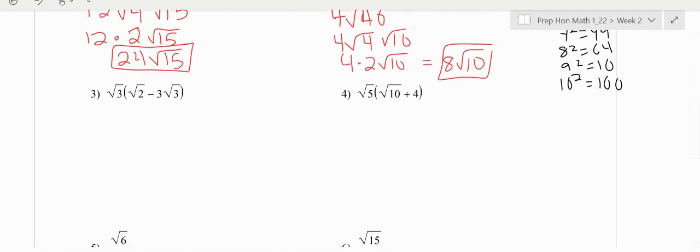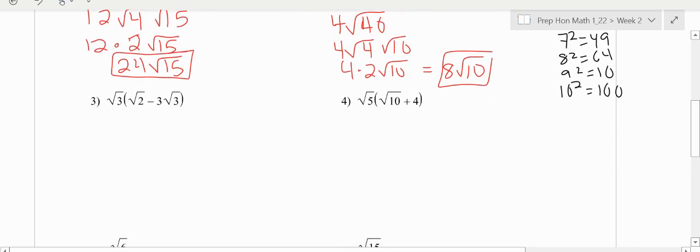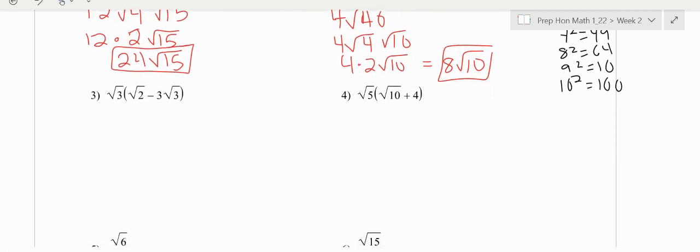For the next two examples, this is where we're going to be using the distributive property, like we saw for variables. We're just distributing a radical. So for this first one, I'm going to distribute to both terms. And now we're just going to use our multiplication property. So in this first one, I have radical 3 times radical 2. In the second one, I have radical 3 times -3 radical 3.